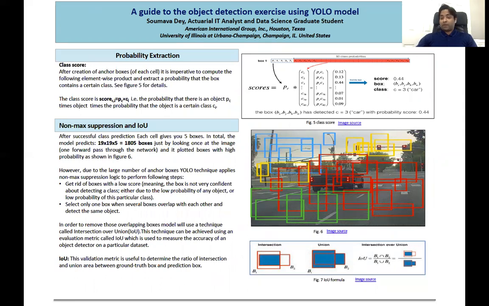Sometimes we wind up getting a lot of bounding boxes. In that case, the YOLO model needs to use a technique called non-max suppression and IoU to get rid of some of the boxes with low scores. When we get rid of those overlapping boxes, the model is able to increase predictability, it also improves the accuracy, and it can predict the object correctly inside an image and a video.